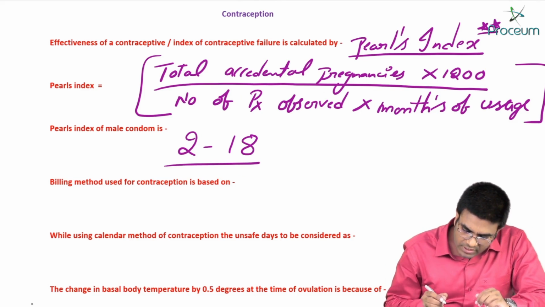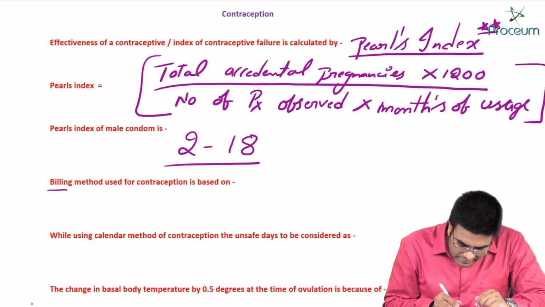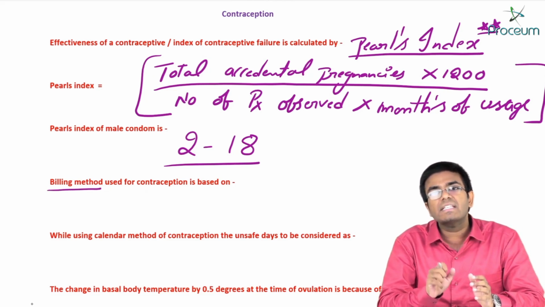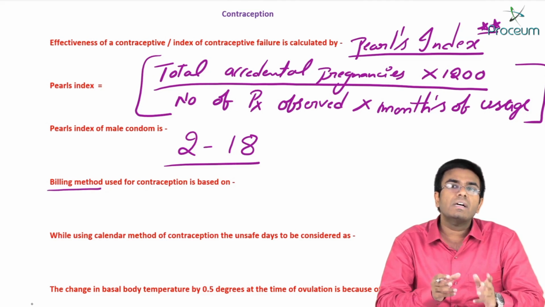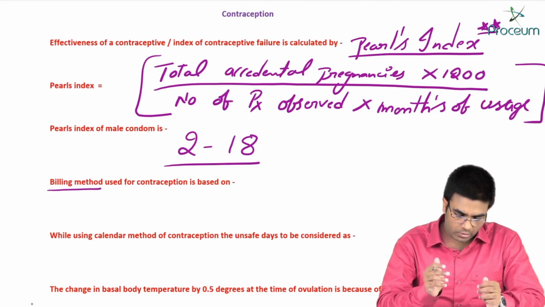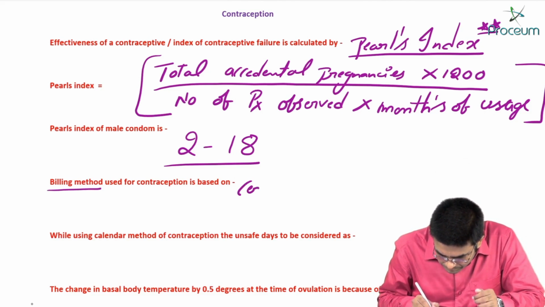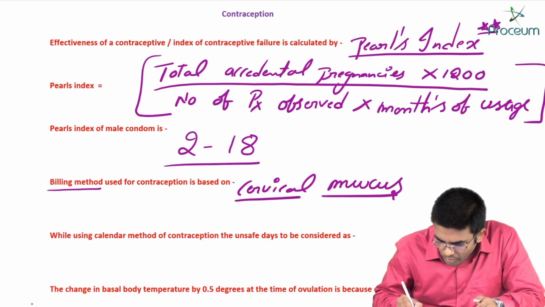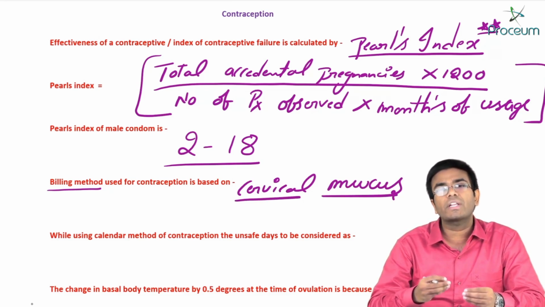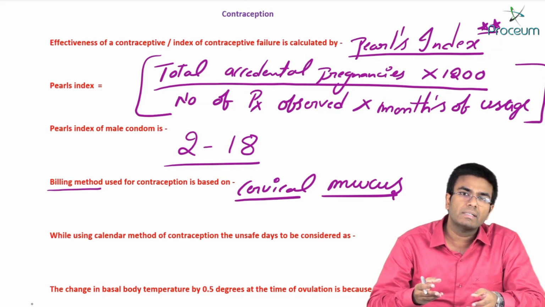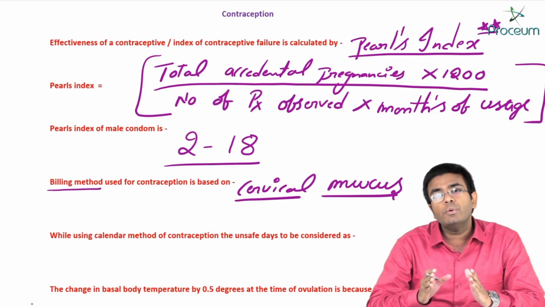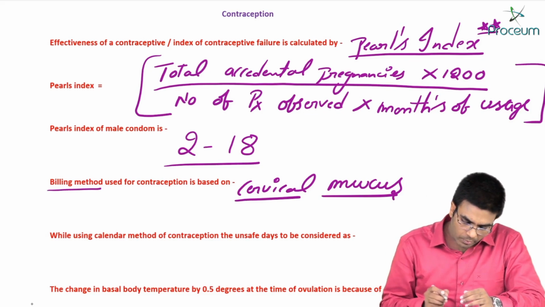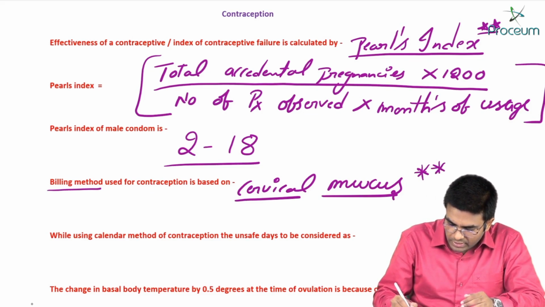Now, Billings method of contraception is based on, guys, remember what exactly is Billings method? Billings method is a cervical mucus study. So based on the consistency of the cervical mucus, we estimate whether the ovulation happened or not. Okay, so Billings method of contraception is based on cervical mucus. Usually at the time of ovulation, the cervical mucus will become more watery, more profuse, thin. But during luteal phase, because of the progesterone, the cervical mucus becomes more thick in consistency. Okay, so Billings method is based on cervical mucus.